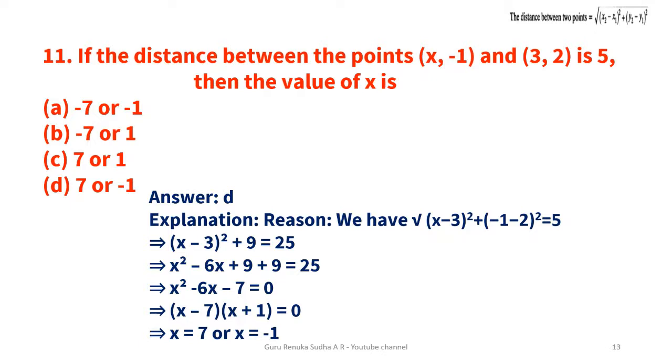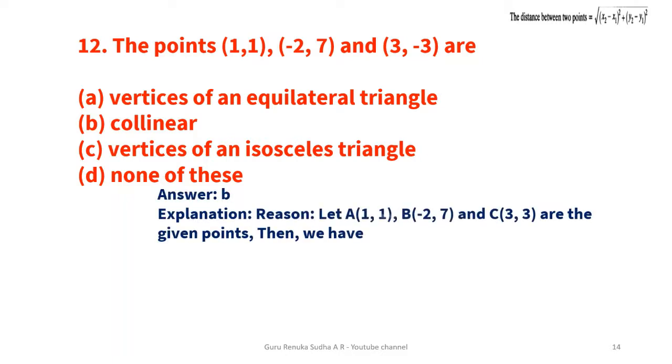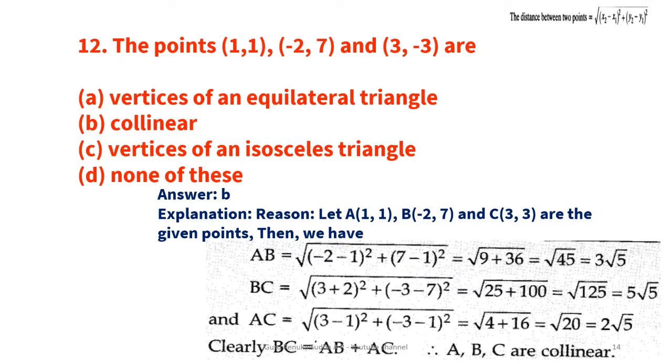12th question. Again they are asking the points. Here 3 points they have given with their coordinates. We have to find out whether using these vertices they form an equilateral triangle, are they collinear, or do they form an isosceles triangle. For that we have to use distance formula and we have calculated. Here you can observe that BC is equal to AB plus AC. Then you can say that A, B, C are all on the same line and they are all collinear.